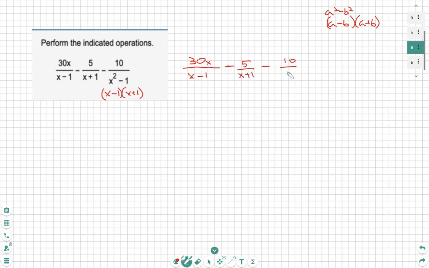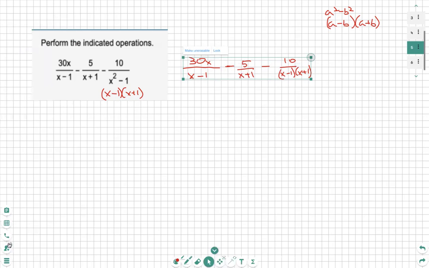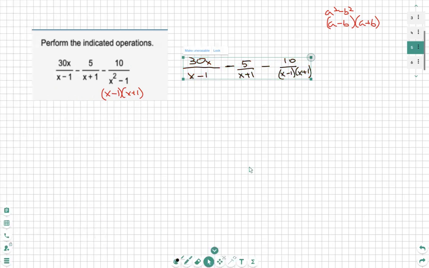And here we go. I am not a big fan of the red, so let's change it to black really fast. Wrong button. Let's change it to black really fast. All right, cool. Now, the next thing we're going to do is find a common denominator.